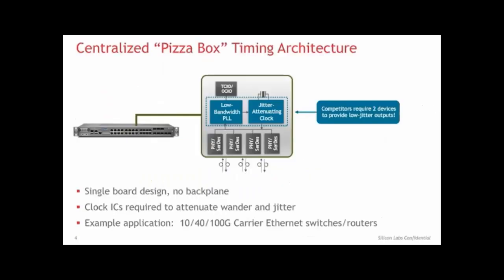The simplest network synchronization timing architecture is commonly referred to as the centralized architecture or pizza box. In this architecture, a low bandwidth PLL is used for SyncE or SONET SDH wander attenuation, and to provide a holdover function if input clocks are lost. Then a follow-on jitter attenuator is used to generate a low jitter transmit clock for the PHY or SerDes devices. These components are usually all in the same PCB. Note that two PLLs are required to create low jitter output clocks.